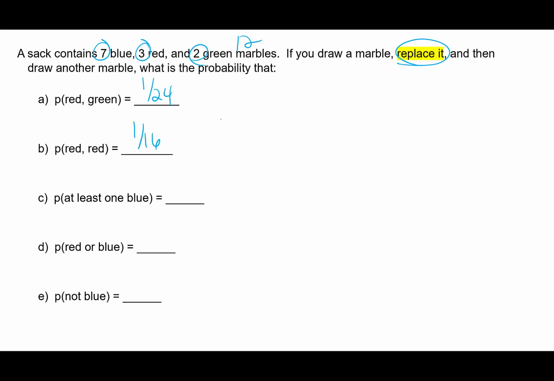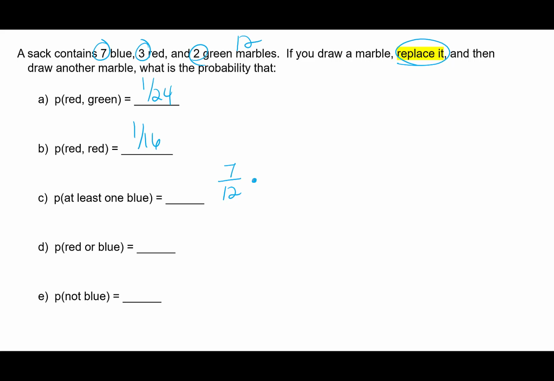Okay, so let's take a look at the next question. It's what is the probability that at least one marble will be blue? Okay, so here are the two fractions we're going to multiply together. First, let's go ahead and figure out the probability that one will be blue, and that will be 7 over 12. Now let's think about this. The probability that at least one is blue. So 7/12 is that probability.